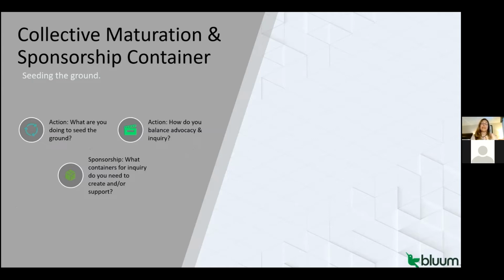So today we're going to look at these three steps as a part of collective maturation and sponsorship. What are you doing to seed the ground? How do you balance advocacy and inquiry? And what containers for inquiry do you create and/or support?